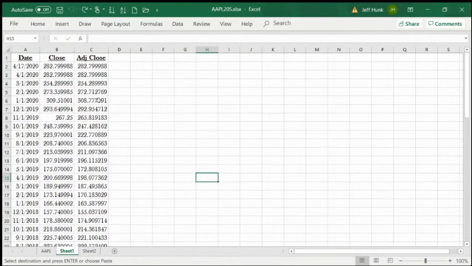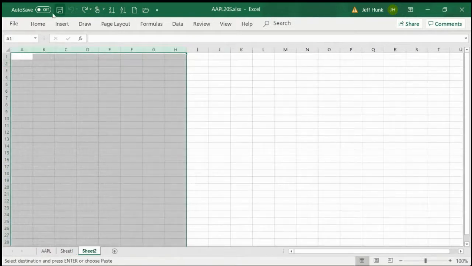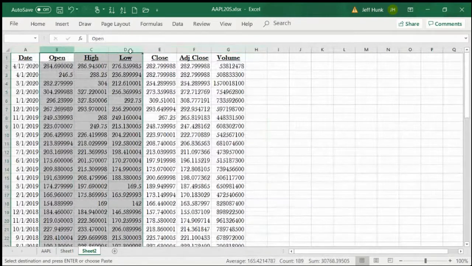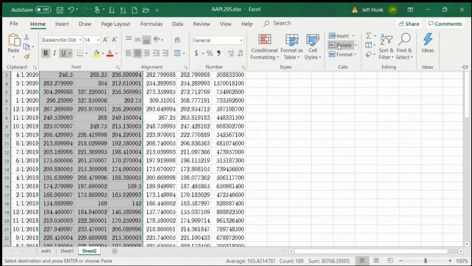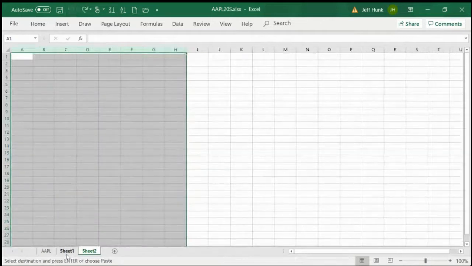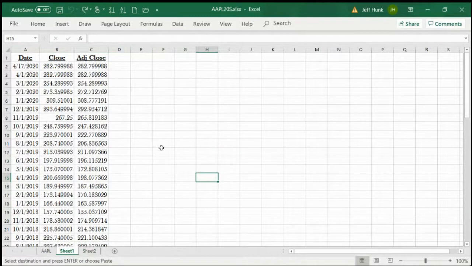And then I deleted those columns. I think I need to show you again. What I did was simply, I don't need these columns, so highlight those columns and just delete. So that's what I did, and I have only close and adjusted close price left.